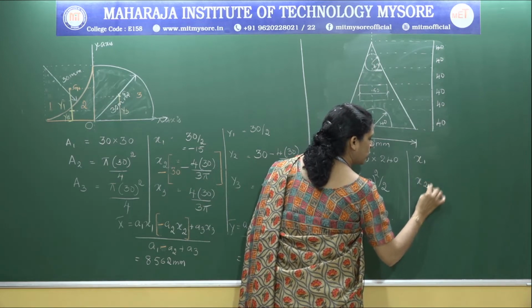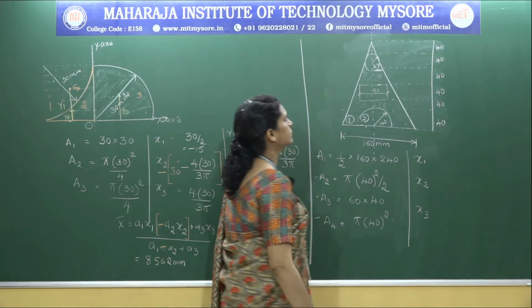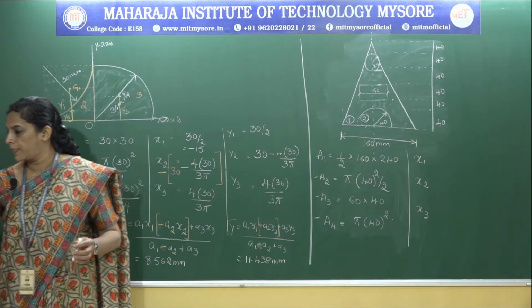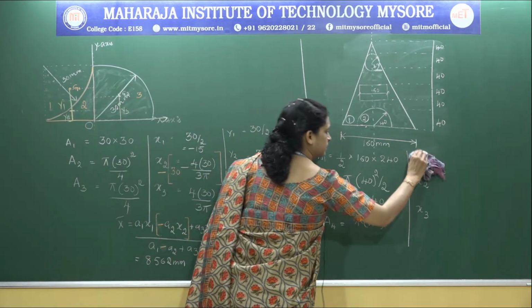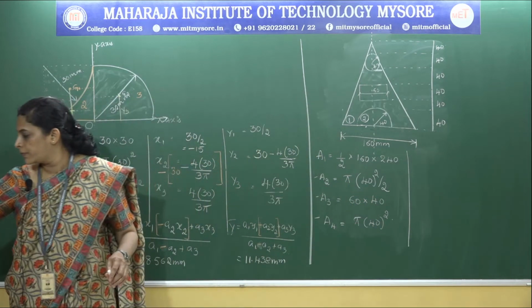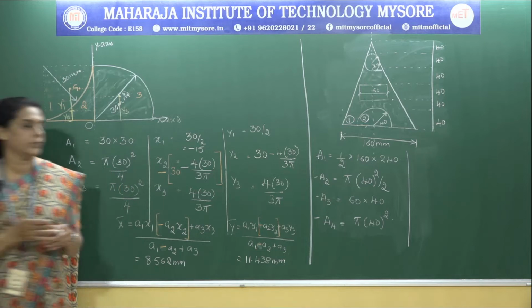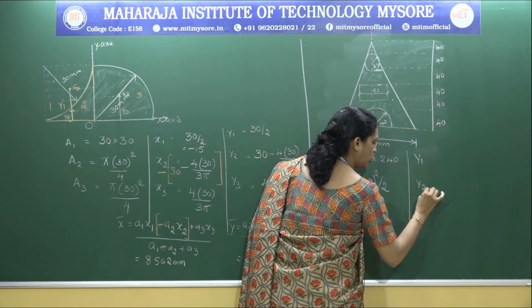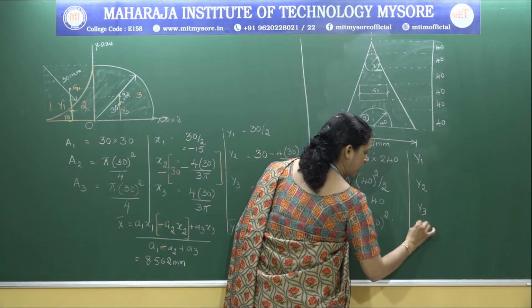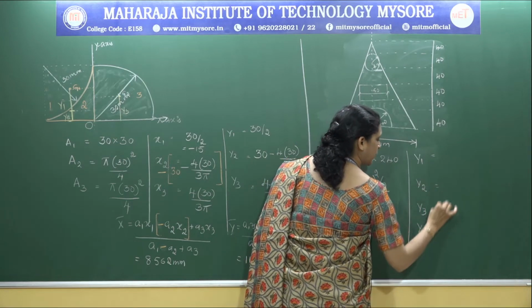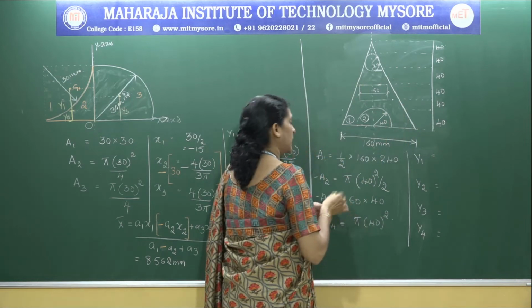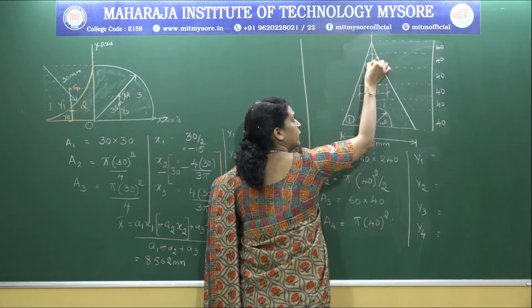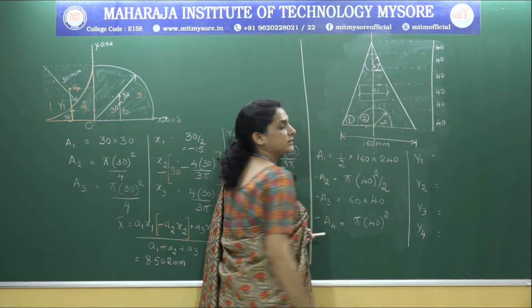Next, to find out x1, x2 and x3. Next, we'll have to find out y1, y2, y3 and y4, because the entire section is symmetric about the y-axis, which means the centroid lies on the y-axis.